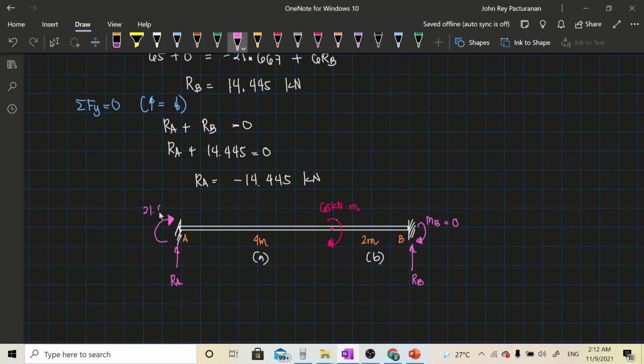21.667 kilonewton meter. So, this is MA. So, yung RB ay positive 14.445 kilonewton, but the value of RA will be downward, no? So this is a downward moment, which is equal sa 14.445 kilonewton as well. So ito na po yung magiging reaction natin sa beam A. You can check this.